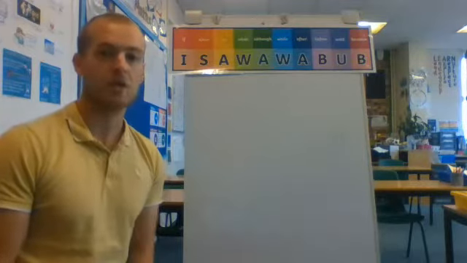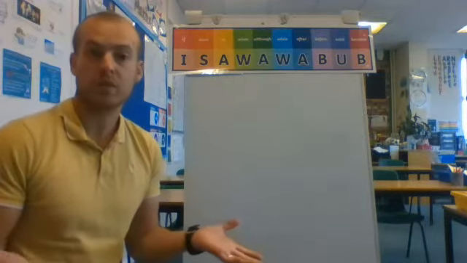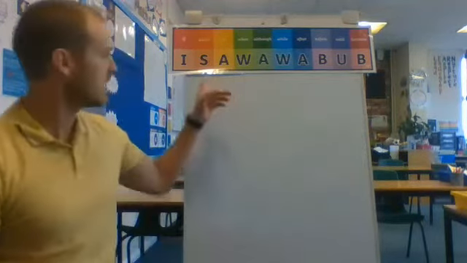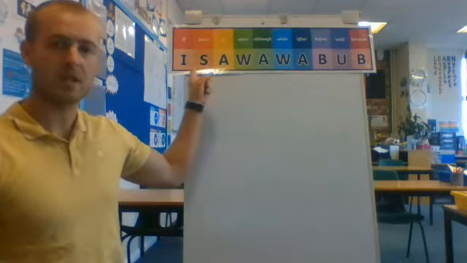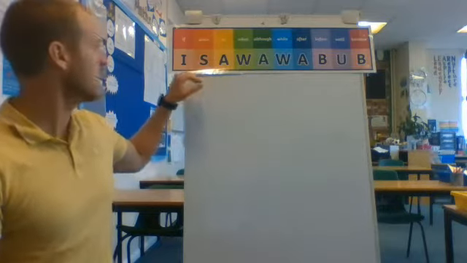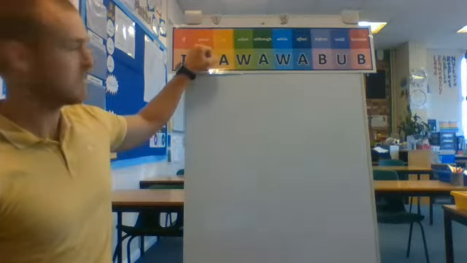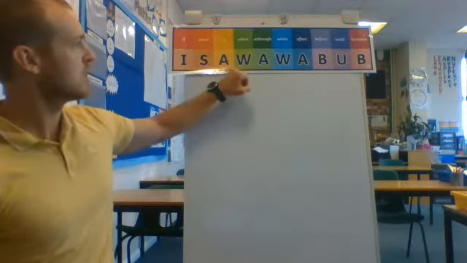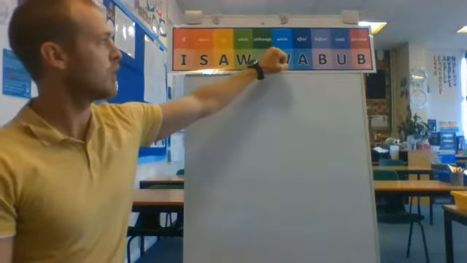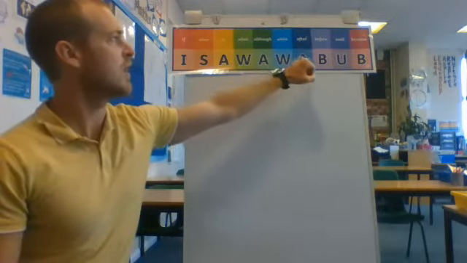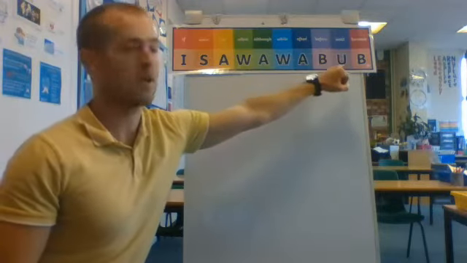Now, we know lots about conjunctions already, and we use them in our work all the time and the way that we speak too. So today we're going to be looking at this acronym, I saw bub. Each one of these letters represents a different conjunction, and I'll go through that with you now. I is for if, S stands for since, A for as, W for when, A for although, W for while, A for after, B before, U for until, and B because.